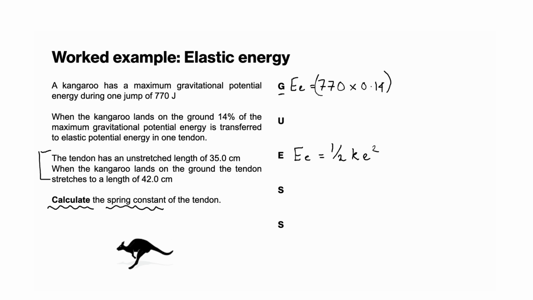Looking at this paragraph now, it talks about extension. The extension is from 35 to 42. So 42 minus 35 gives me 7. So my extension equals 7 centimetres. We don't want centimetres, we want metres. So let's convert that first. Divide by 100. 100 centimetres in a metre. And we will get that e equals 0.07 metres. Might as well calculate this.